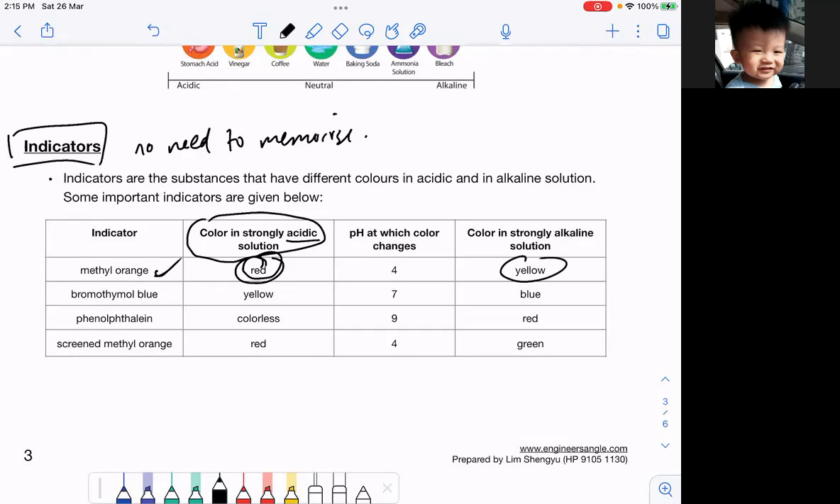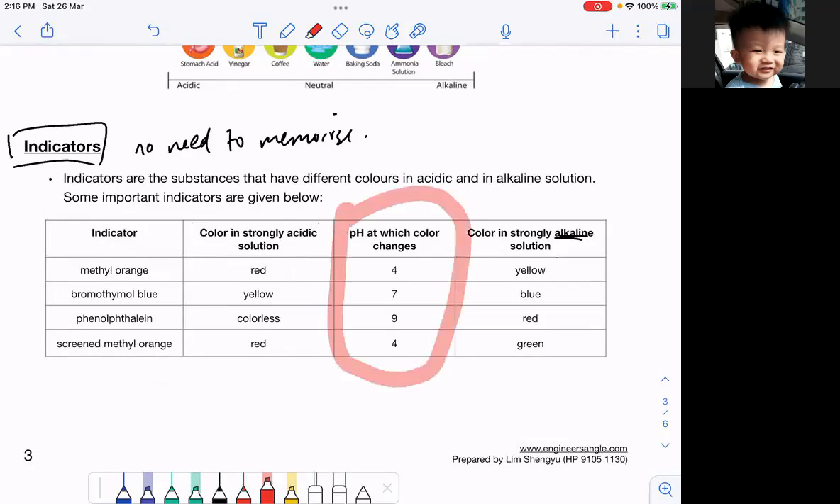I drip bromothymol blue into another substance. If it shows blue, it must be alkaline. If it shows yellow, it must be acidic. Okay, and so on and so forth. So these are 4 examples, no need to memorize. It's interesting because they all change at a different pH. That means 4 is the changing point for methyl orange. If I drip it into pH 1, 2, 3, it will show what color.